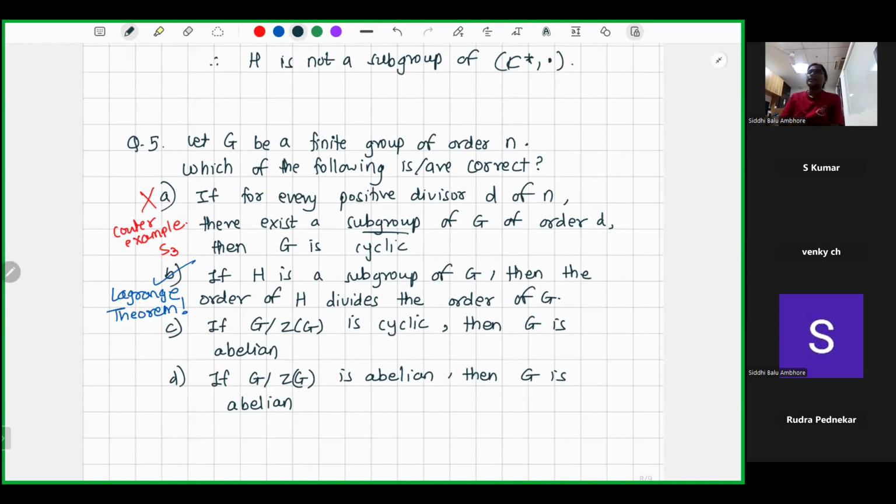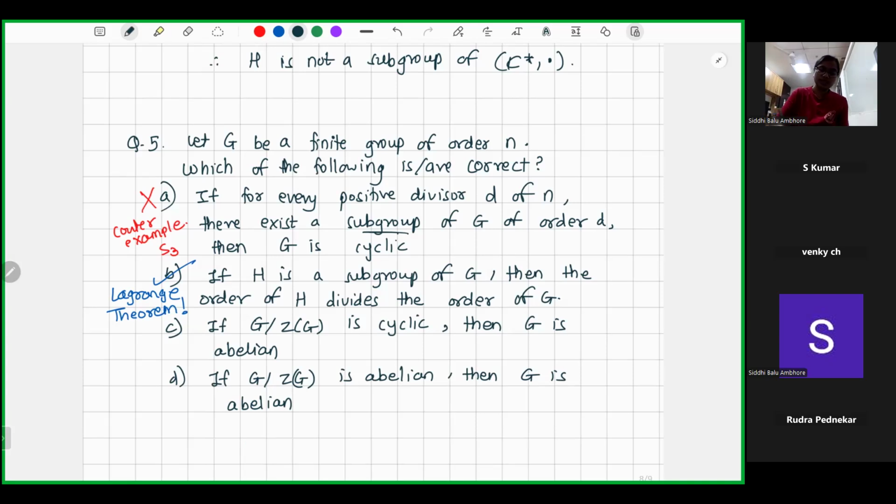Because it was a group of size 8, the positive divisors were 1, 2, 4, and 8. And we just saw that for every divisor, we had a subgroup of that size. For example, for 1, the identity is there, that's not a problem. Then for 2, we had the center of that group, containing the elements -1 and 1. For 4, we had those cyclic subgroups generated by i or j or k. Those were giving me subgroups of size 4.